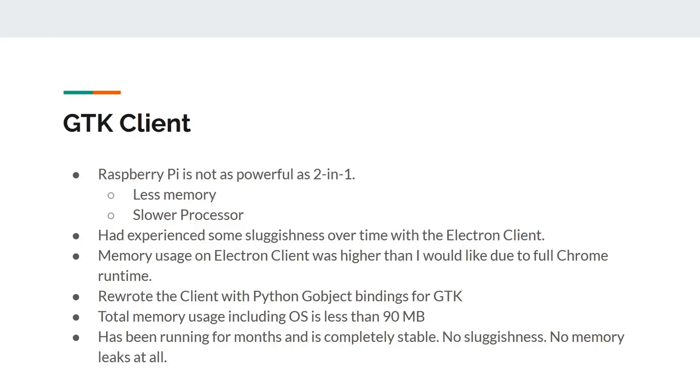So the operating system plus the GTK application runs in less than 90 megabytes of memory. I think it's actually like 87 megabytes or something like that, and it sticks there. I mean, that number never changes. I look at it 30 days out, 60 days out, 90 days out, and that number doesn't change. So I'm really pleased with that.